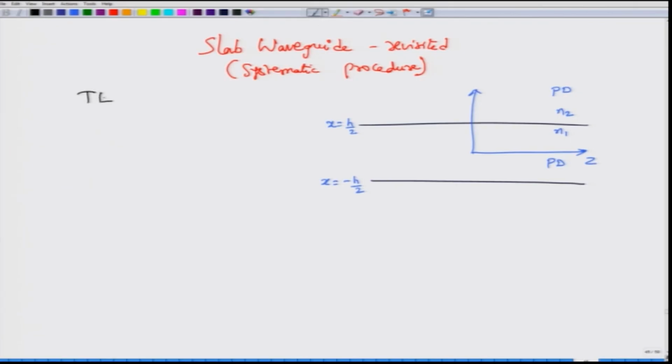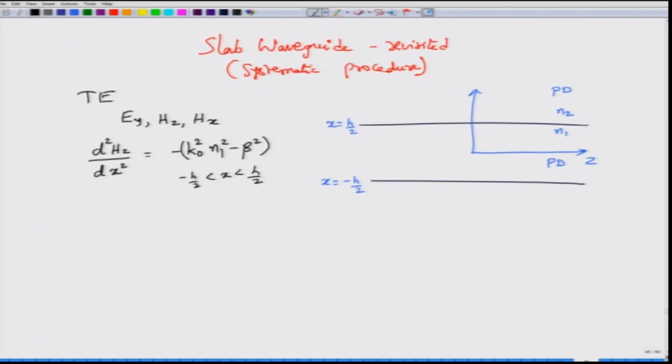Now, before we can even start the systematic procedure, I already know that if I am going to consider the transverse electric modes, then the only non-zero components that I am going to have will be Ey, Hz and Hx, of which Hz will have the following wave equation, which we have seen already: d square Hz by dx square equals minus k0 square n1 square minus beta square, as long as x is between minus h by 2 and h by 2. Okay. Now, this is the difference that you are going to get.